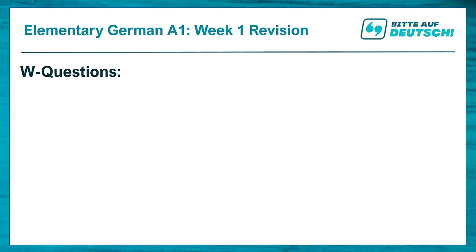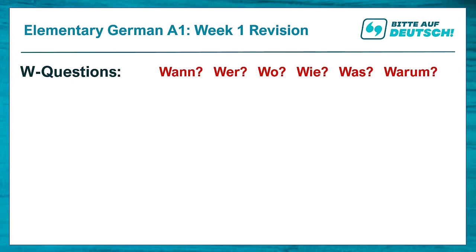If, however, now, as opposed to a simple yes-no question, we would like to ask a more open-ended question, in German we call them one of the W questions, we need to use a question word similar to English. In German, these question words are wann, wer, wo, wie, was, und warum, referring to when, who, where, how, what, and why.